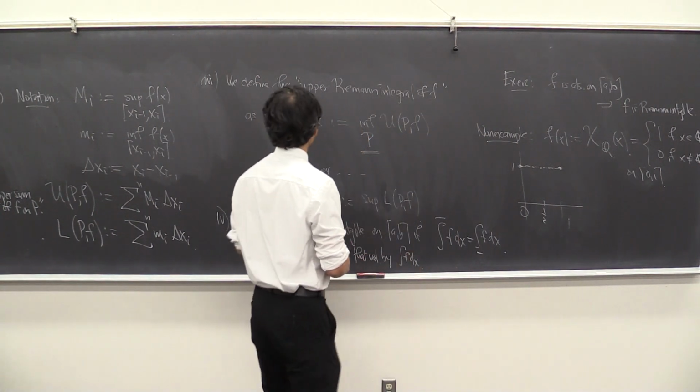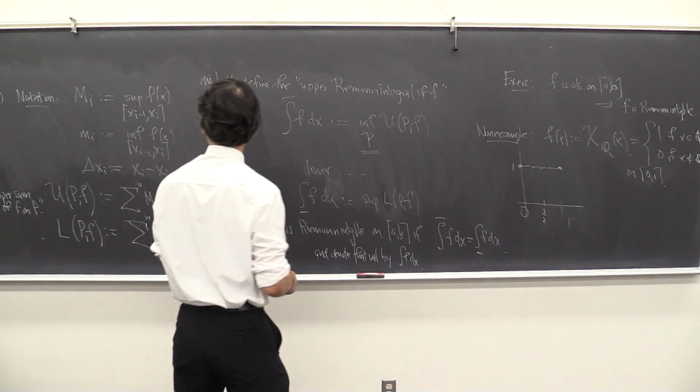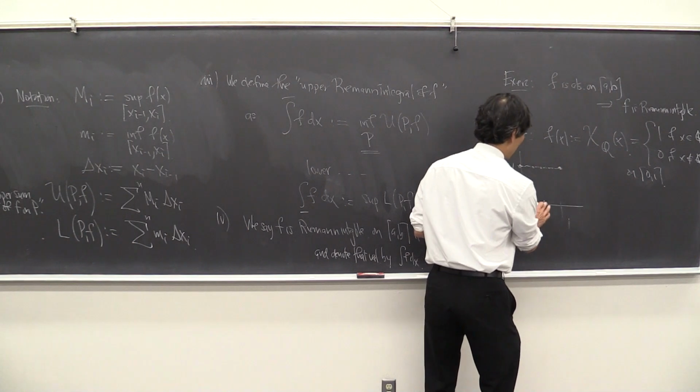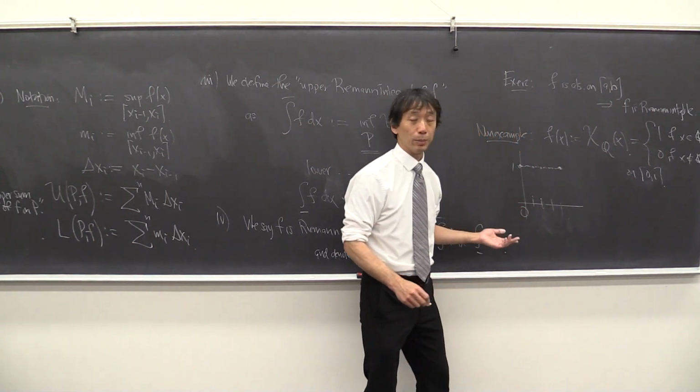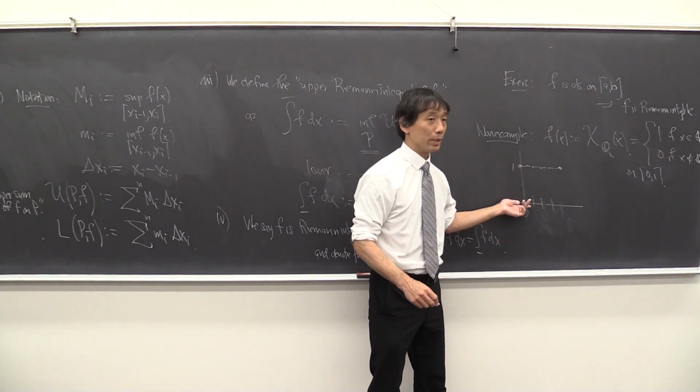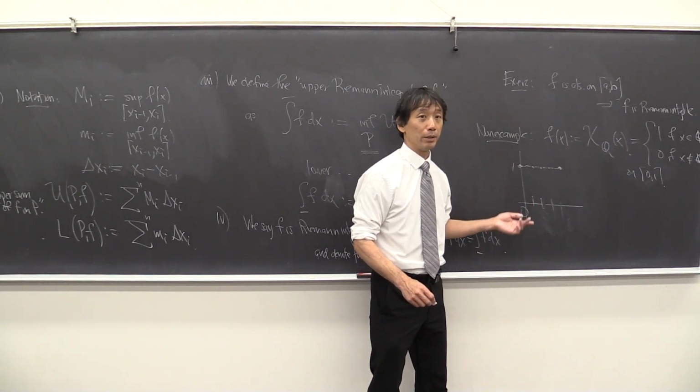So if we take some partition, let's just arbitrarily choose a partition. What's going to be the upper sum over that partition?